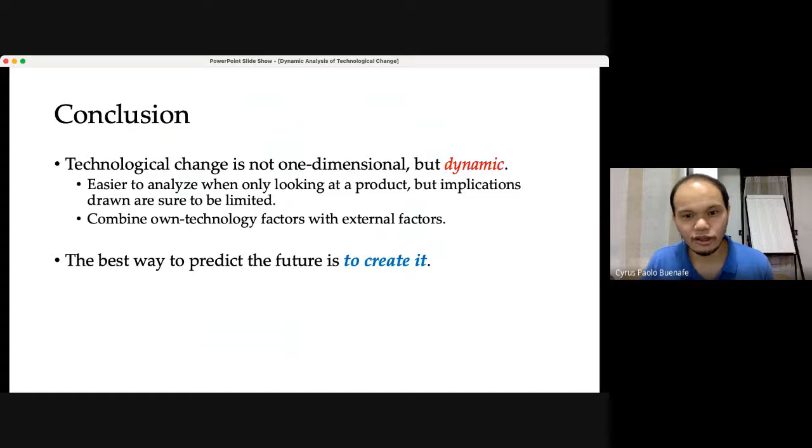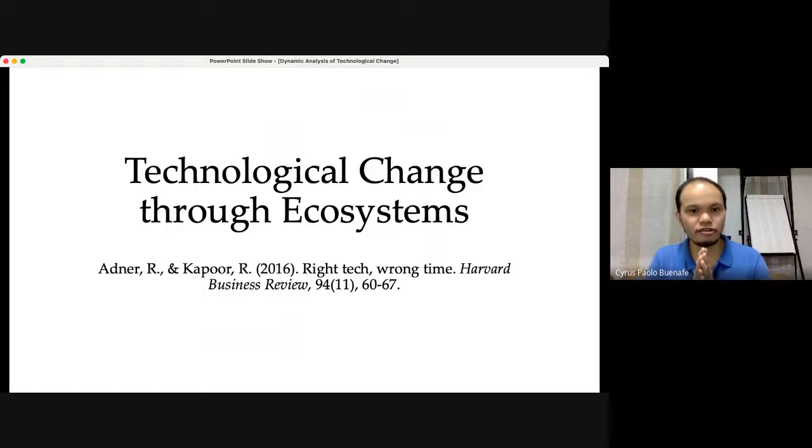And this quote has many references. Some consider it a quote from Abraham Lincoln. Others say it was a quote from Peter Drucker. But nevertheless, whoever said this, there's really no issue, and somehow this quote makes sense. So with that, I end my presentation on technological change.